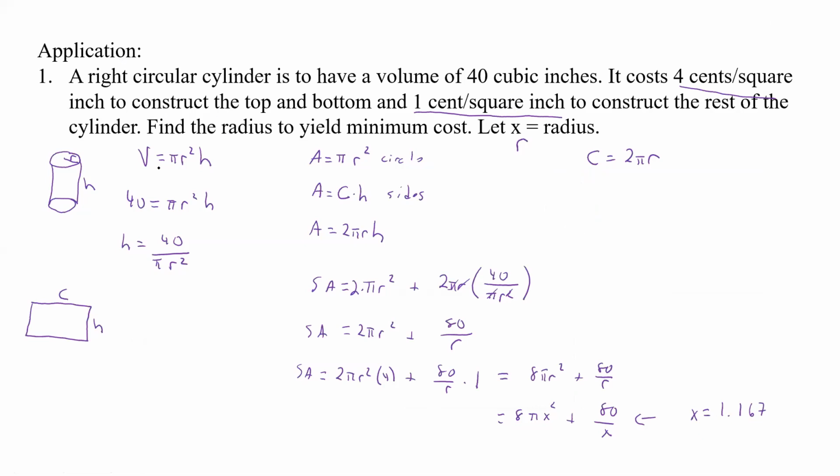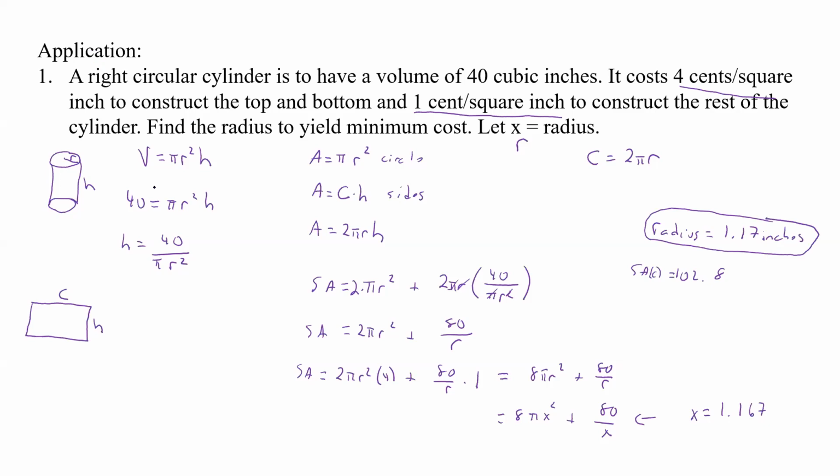So basically that's going to be our x, which is what? Well, we said x was our radius. And so our radius is going to be 1.17, let's go ahead and say, and it's inches. And that's going to be the radius to yield the minimum cost. And then our minimum cost was what we plugged into that, the 102, I think it was about 8. Okay. And that was the surface area with the cost included. But all they really wanted was our radius of 1.17 inches for our cylinder.